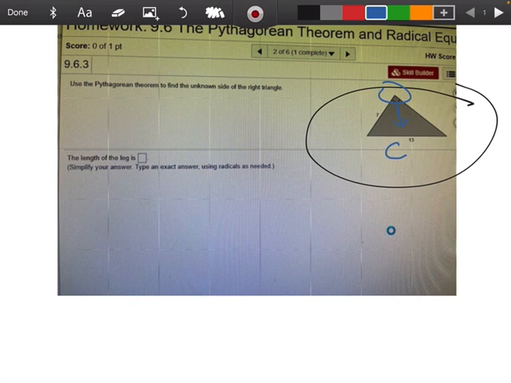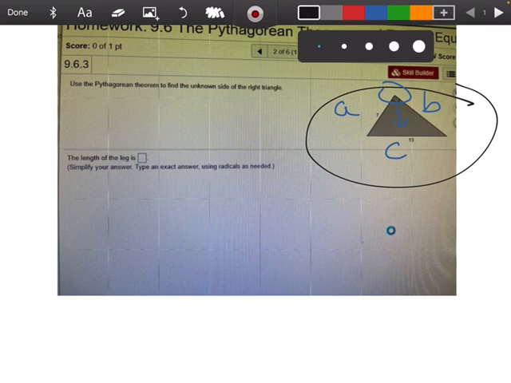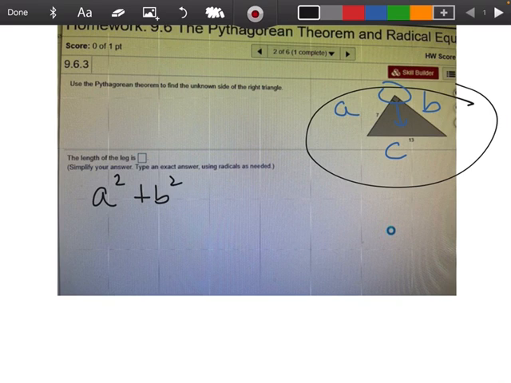And then whichever side we call A and B is not really important, but say we call this side A and we call this side B. So remember, the Pythagorean theorem says A squared plus B squared is equal to C squared. So just the way I've labeled it, we're going to call A 7. So A is going to be 7. That's going to be 7 squared plus B squared equals C, which is 13 squared.